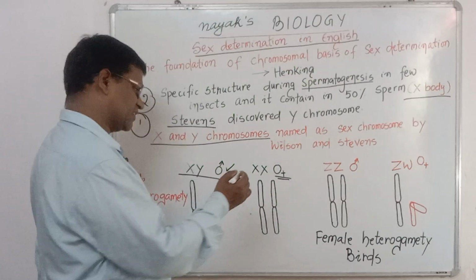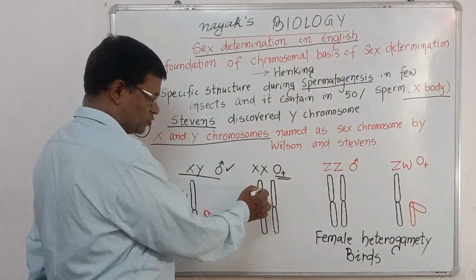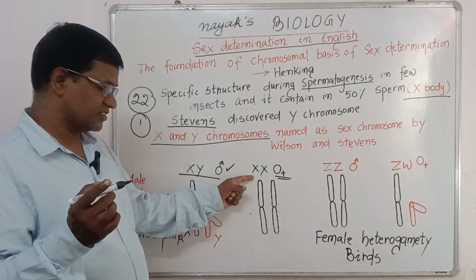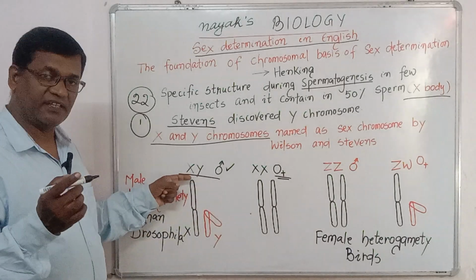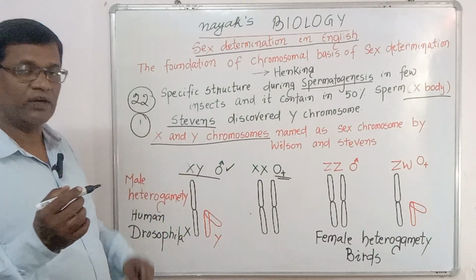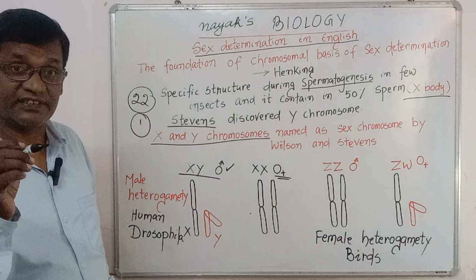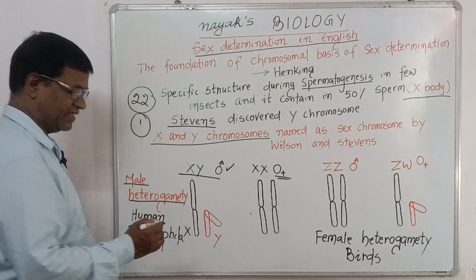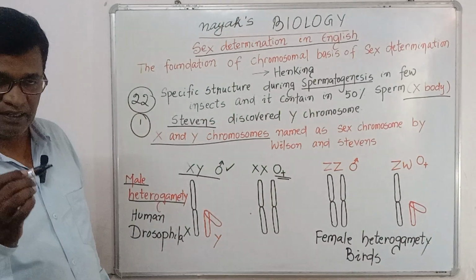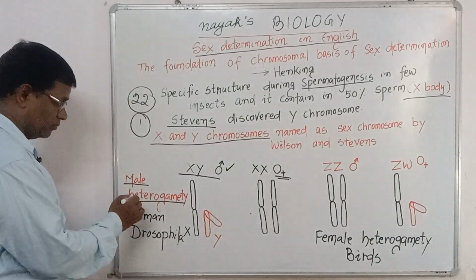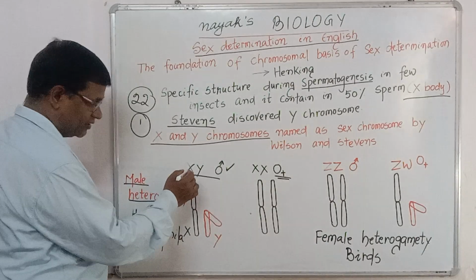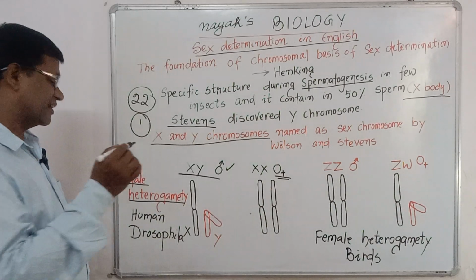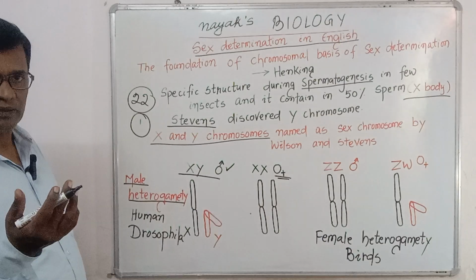In the case of the female, there is the X chromosome, and two of them are present, and this symbol is for the female. That means the female has the XX chromosomes, and the male has the XY chromosomes. Here is the most important thing to understand: male heterogamety, or male heterogametic. What does it mean? Hetero means different, because the male contains two different chromosomes. That's why it is called hetero. Gametic means gamete, because the male produces two types of gametes.